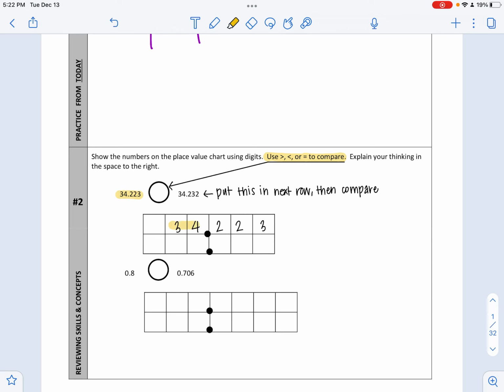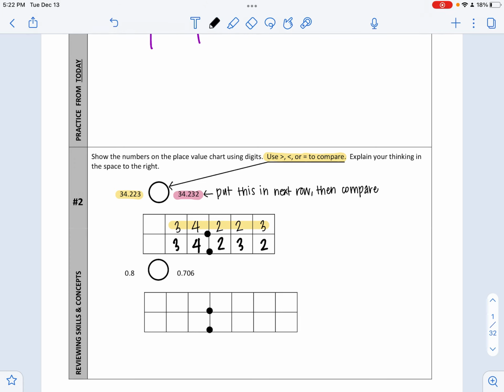34.223 is here in the place value chart. Now, let's add 34.232 in the place value chart. 34.232. And this should be a 4 right here.